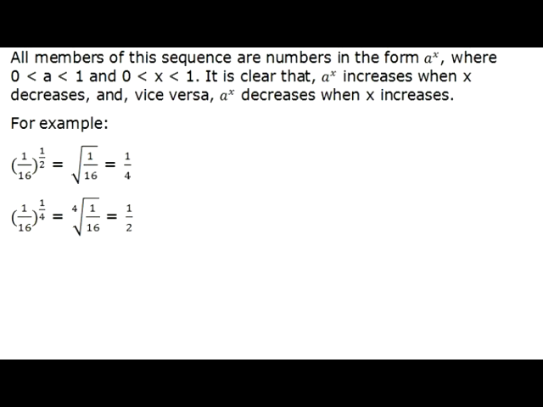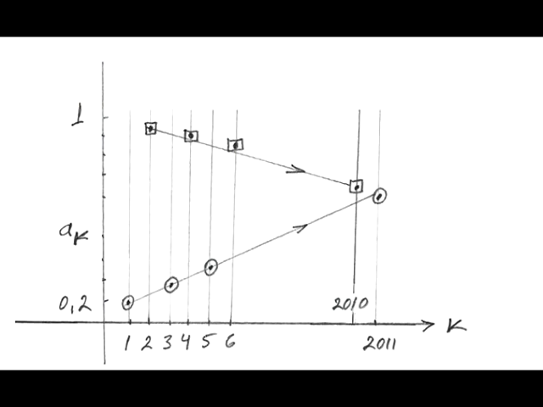When the number 1/16 is raised to the power 1/2, the result is 1/4. And when it's raised to the power 1/4, the result is 1/2. Just based on this property, it's not too hard to realize that every even positioned member of this sequence is greater than the odd positioned member that immediately follows it.